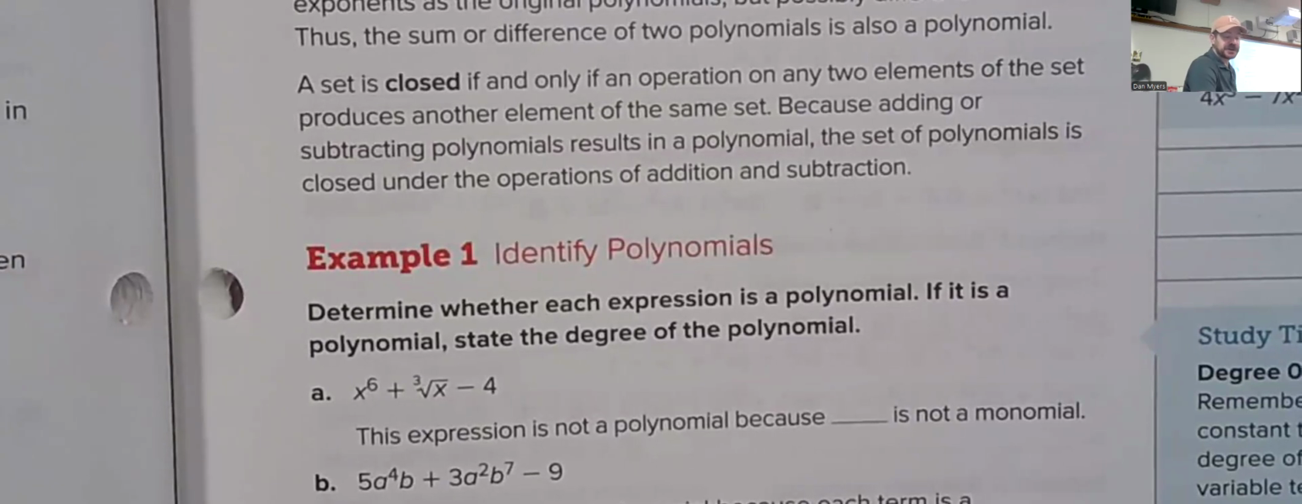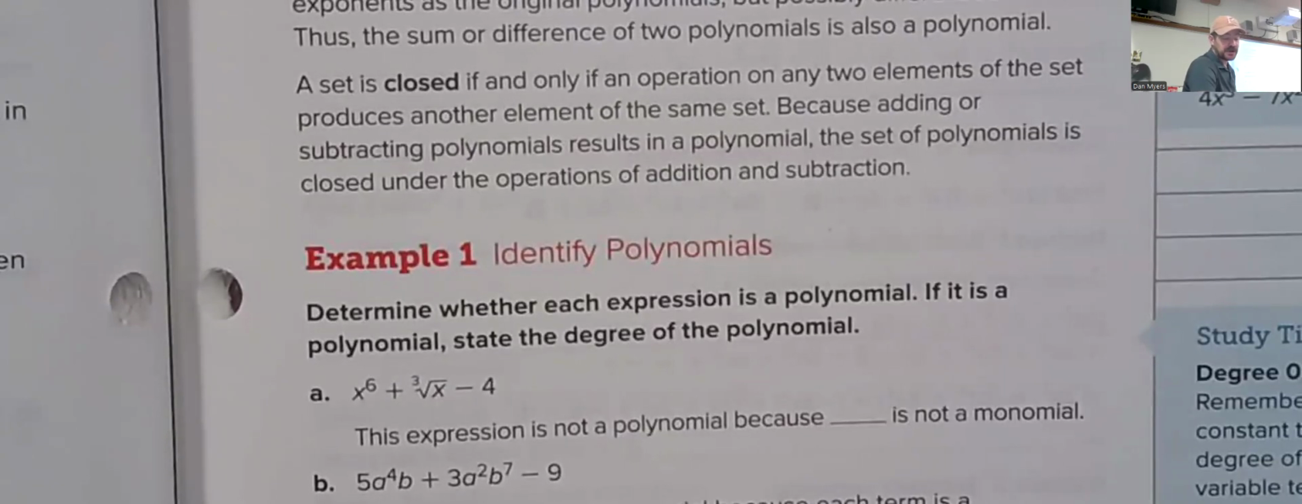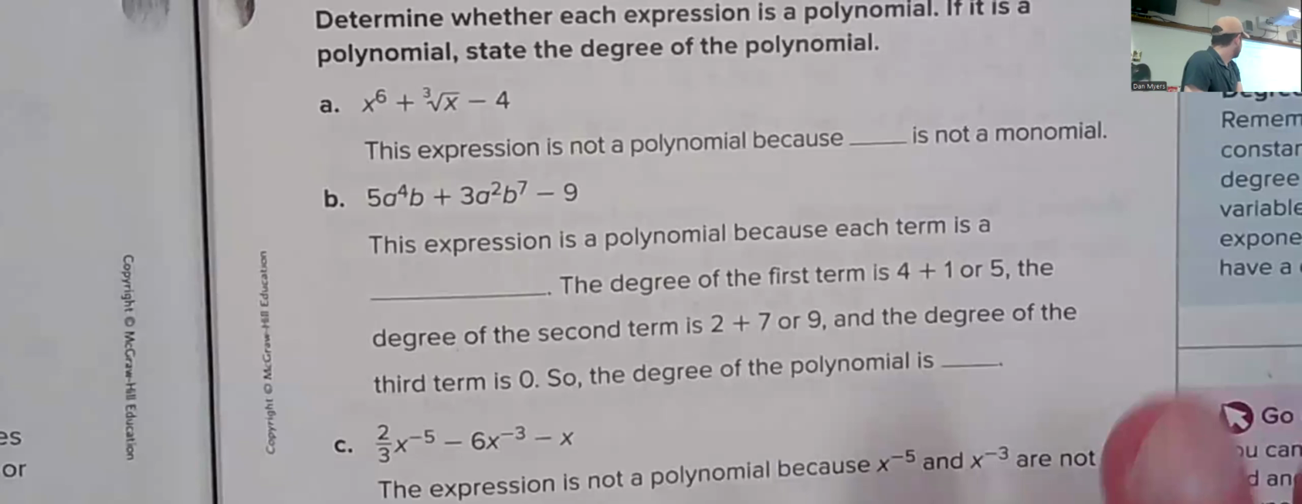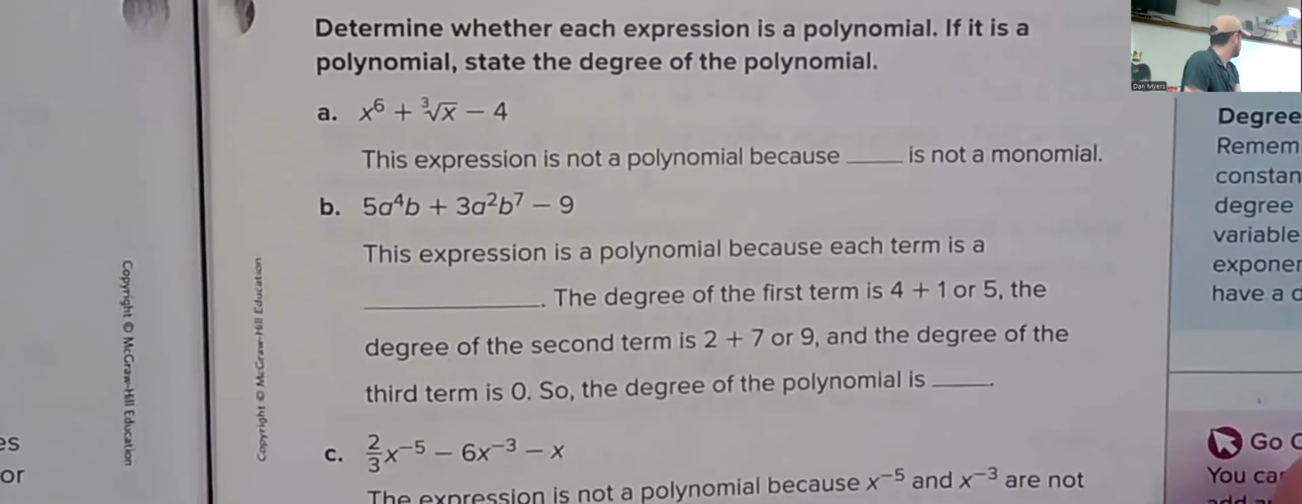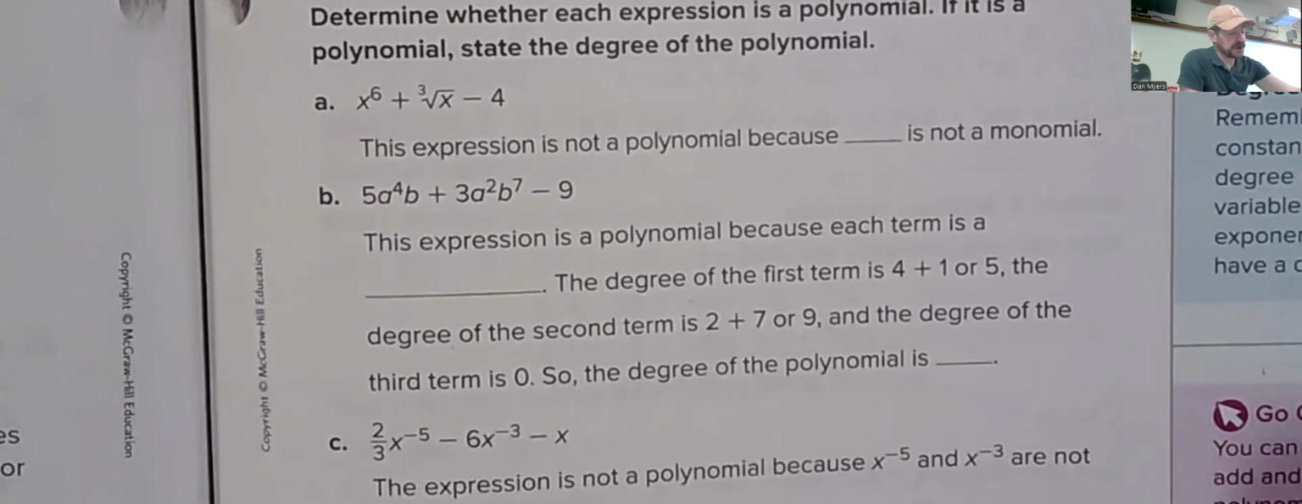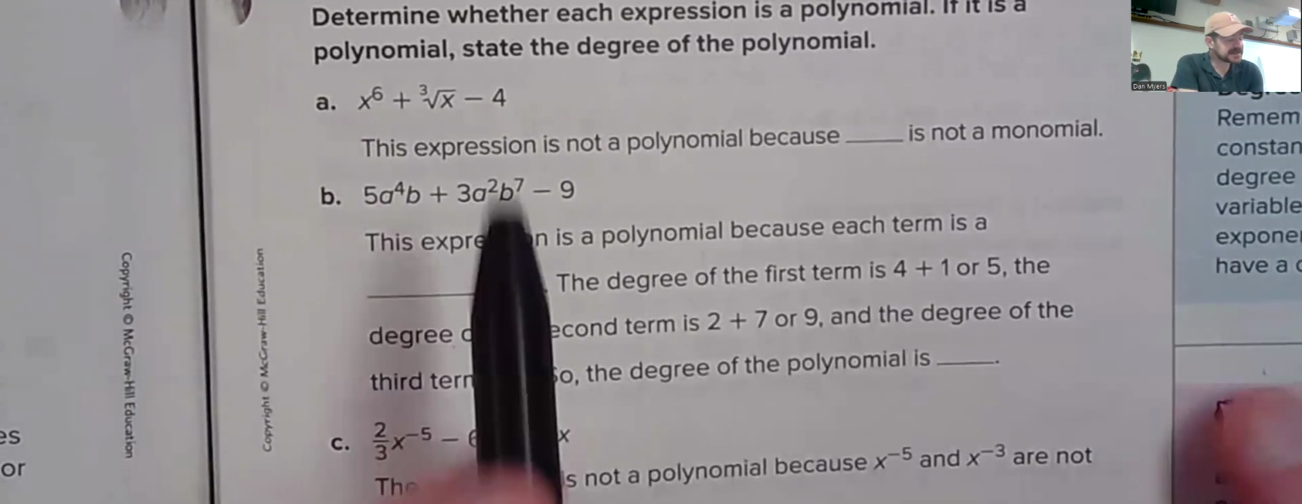All right. So you're going to determine whether each expression is a polynomial. If it's a polynomial, state the degree. So A, right off the bat, like I mentioned, this is not a polynomial because we just reviewed the definition of a monomial. And it's because of this right here.